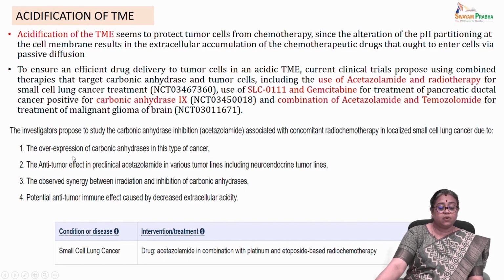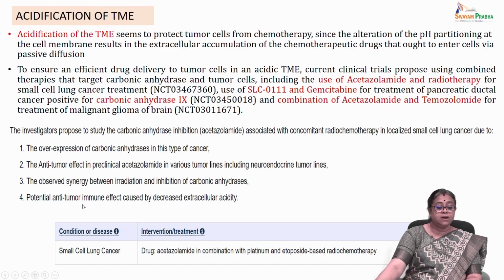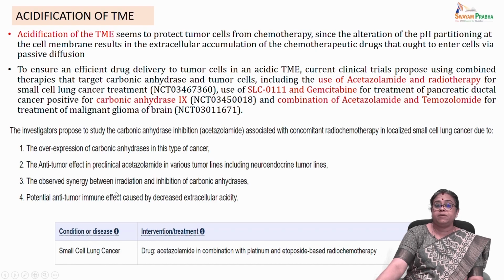That is, the overexpression of carbonic anhydrase is important, and the anti-tumor effect of preclinical acetazolamide in various tumor lines, including neuroendocrine tumor lines, has been studied. There is an observed synergy between irradiation and inhibition of carbonic anhydrases, and the potential anti-tumor immune effect caused by the decreased extracellular acidity has been studied.